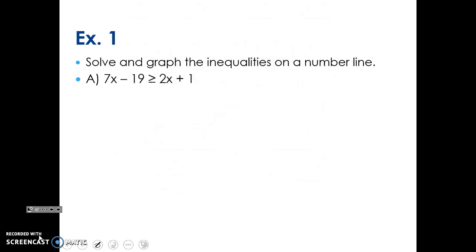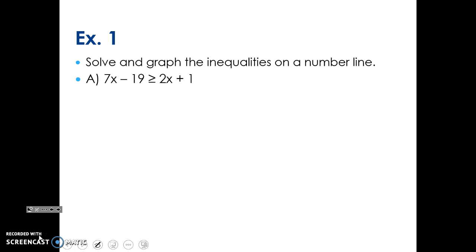So in our next one, we have example 1. Example 1 says solve and graph the inequality on the number line. So we've got to do two things here. Solve it, and then graph it. To solve this one, we have 7x minus 19 is greater than or equal to 2x plus 1. To solve a problem like this, we have to use our operations.